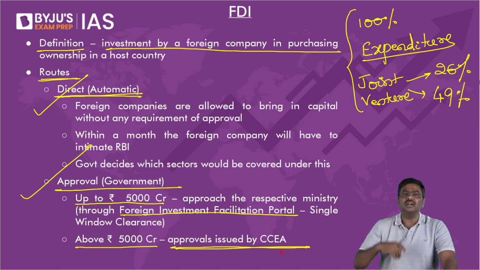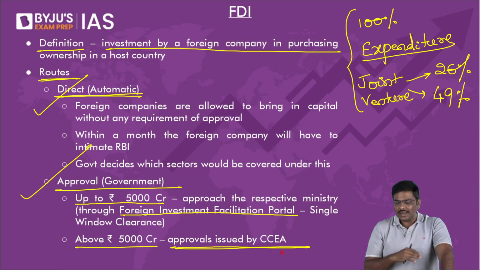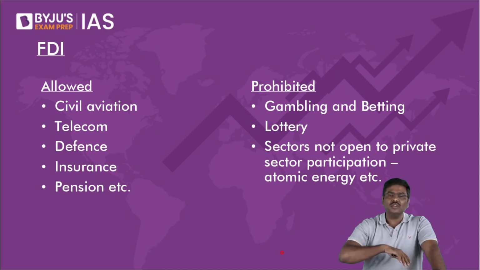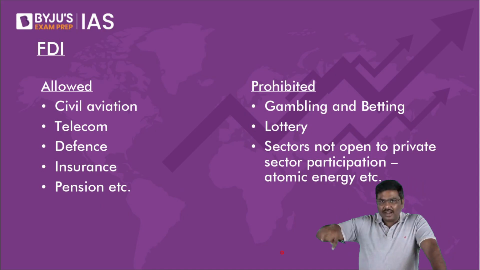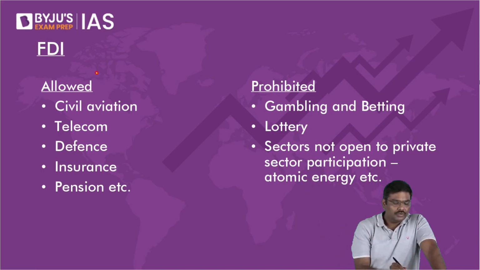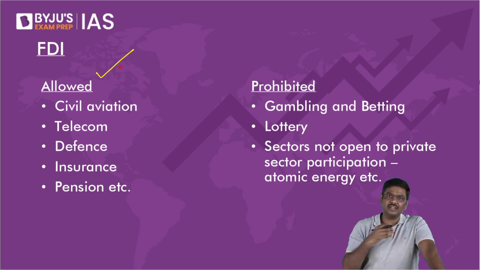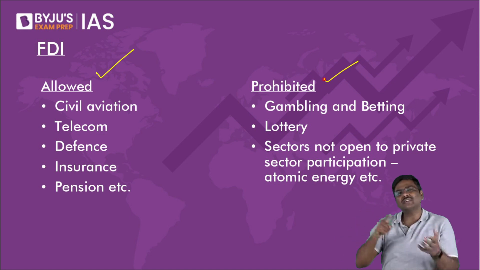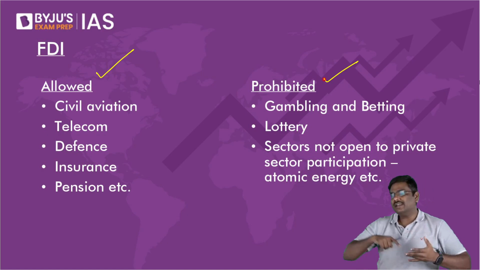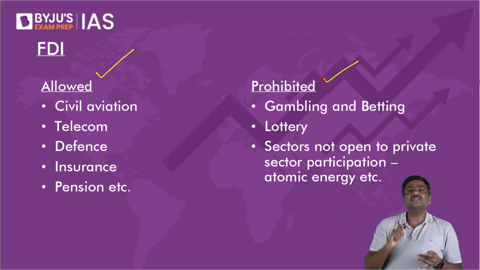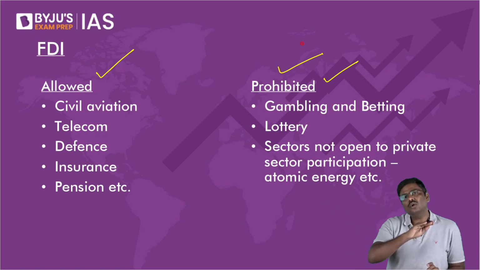Done? All of you okay with direct route and approval route? Sir, any example of a direct route? Civil aviation. Civil aviation is a direct route, and any investment that comes from a neighboring country is an approval route. Where is FDI allowed? These are some of the sectors. These are some of the sectors where FDI is prohibited, because understand this, it is based on national security, data privacy, and whether these deal with people's money. Some of the sectors we do not allow FDI.